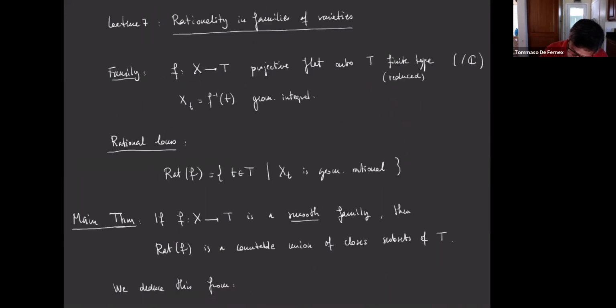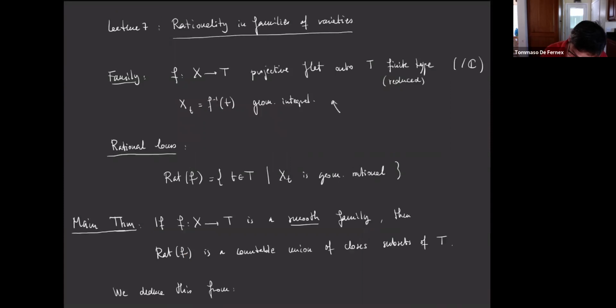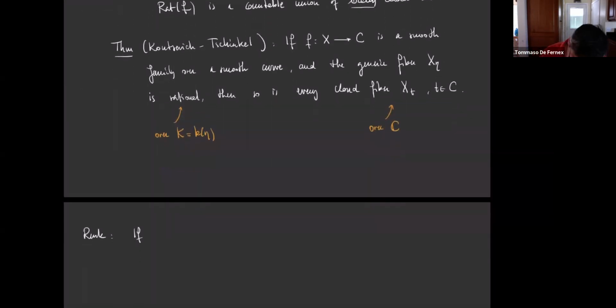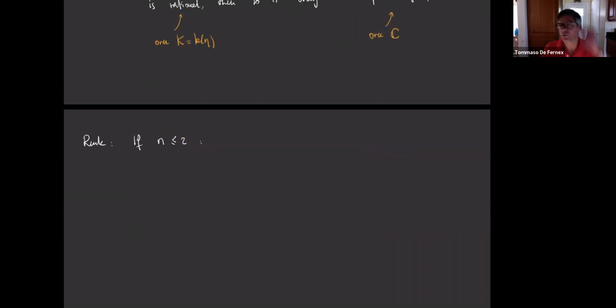Let me introduce one more notation. I'm going to let n be the relative dimension of f. So this is just the dimension of any fiber. Okay, and that will be denoted by n. So if the variety has dimension at most 2, then what do we know? Well, rationality is characterized in smooth families by some vanishing of some cohomologies, which are constant in the family.